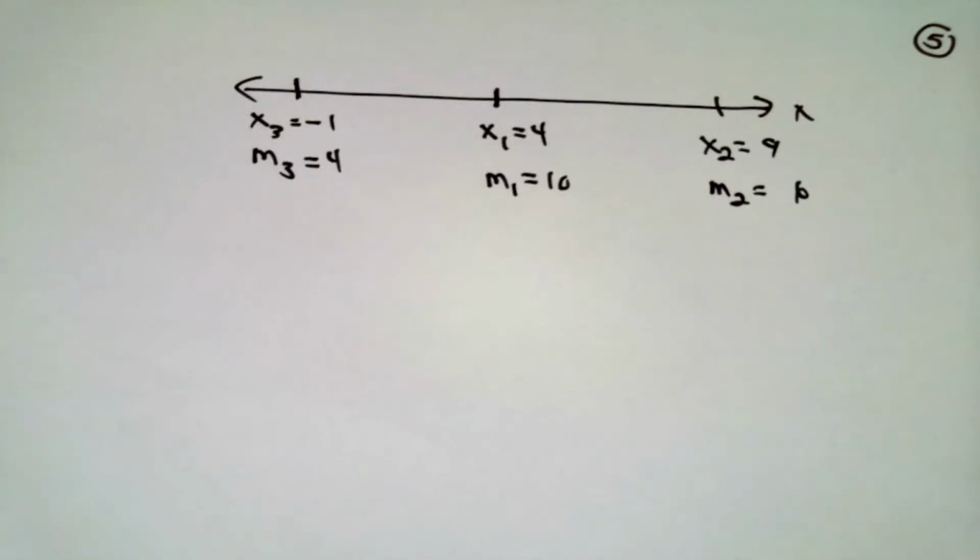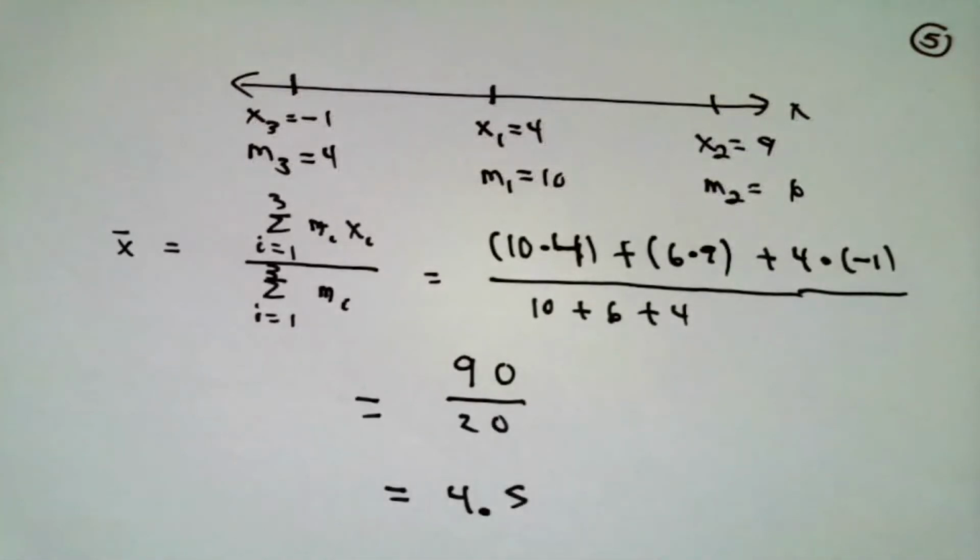As an example of this sort of thing, let's imagine that we have 3 points. x1 equals 4 is the location of the first object, m1 equals 10 is its mass, x2 equals 9 is the location of the second, m2, the mass of the second object, is 6, x3 is negative 1, m3 is 4, and I'd like to calculate the location at which this would balance. Putting the numbers into the formula that we figured out, the center of mass, also known as centroid, also known as center of gravity, is located at x equals 4.5.